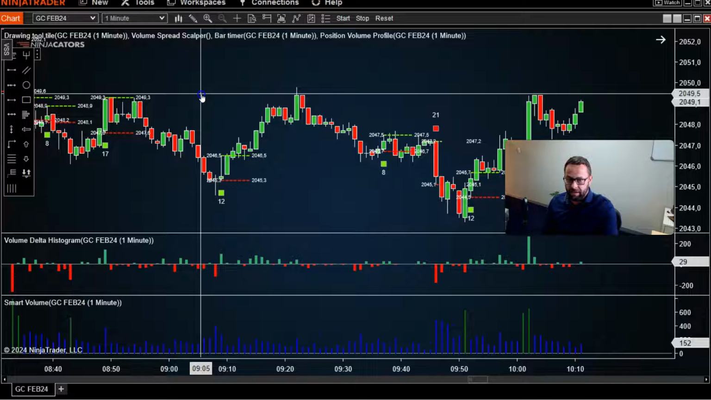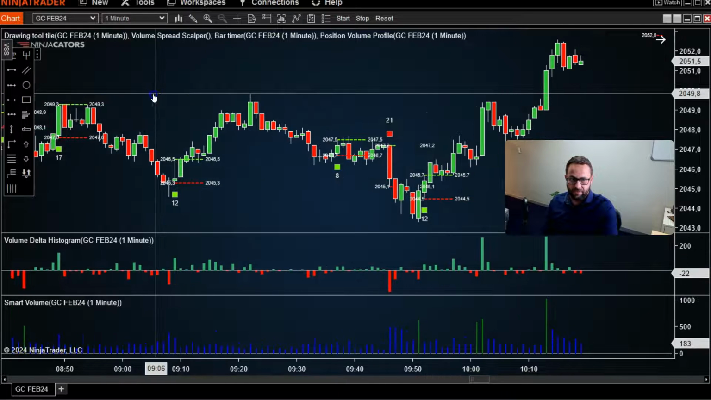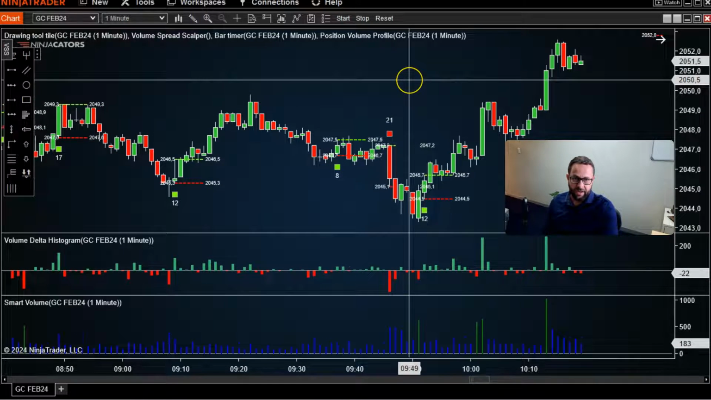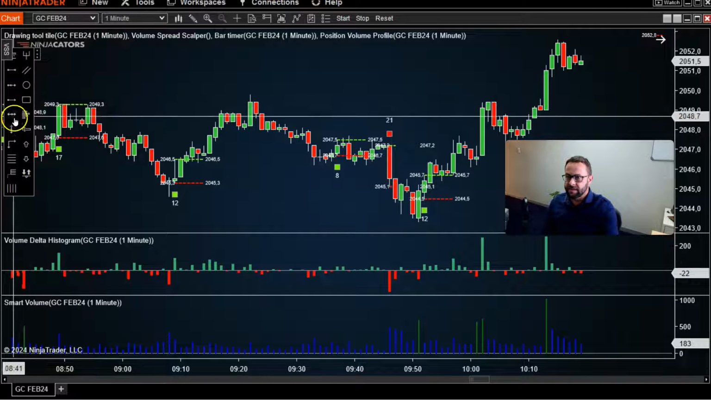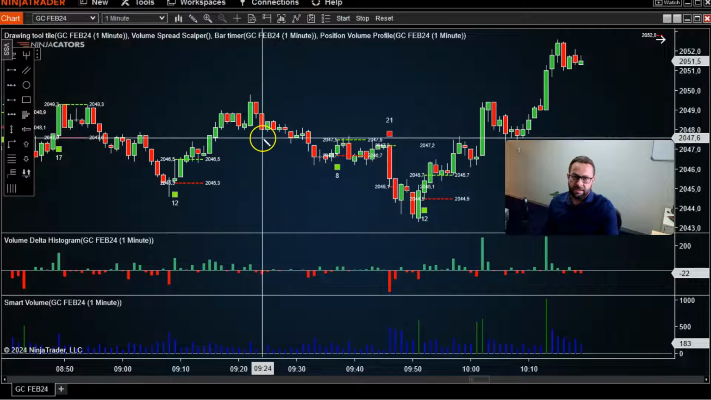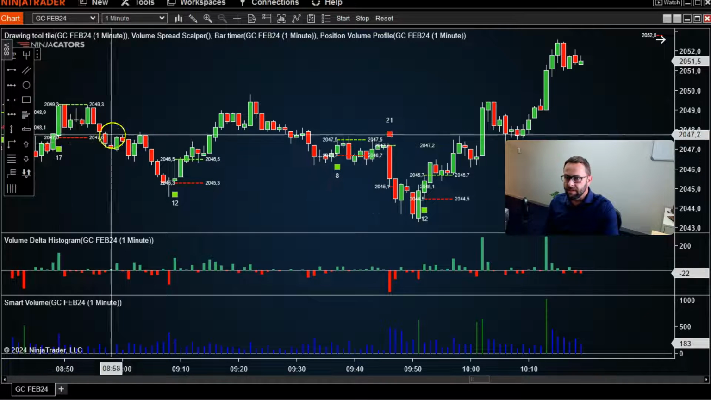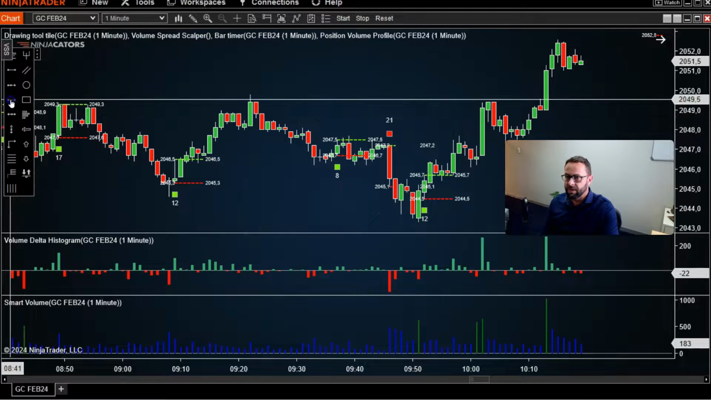Now, the other thing that I like to look at, for example, for reversal type trades, not trend continuation trades, is when you actually see instances where a market's moving lower. Let me just get the right tool out there for you guys.